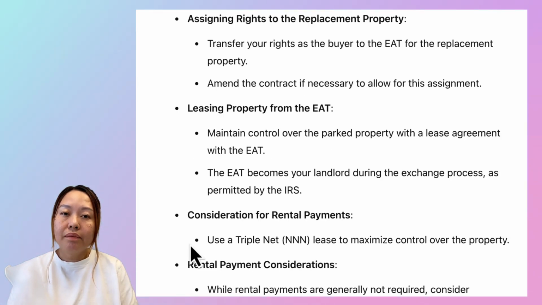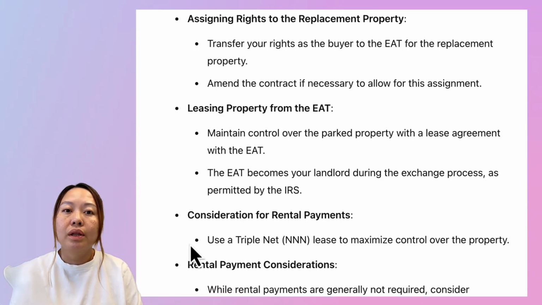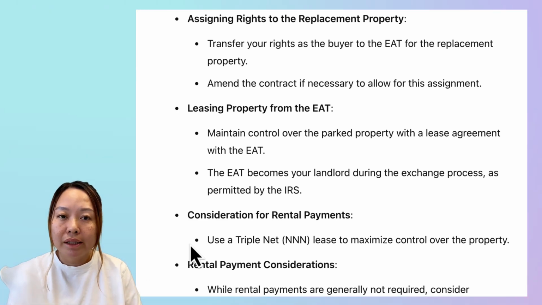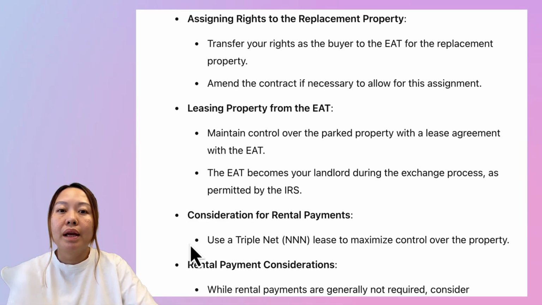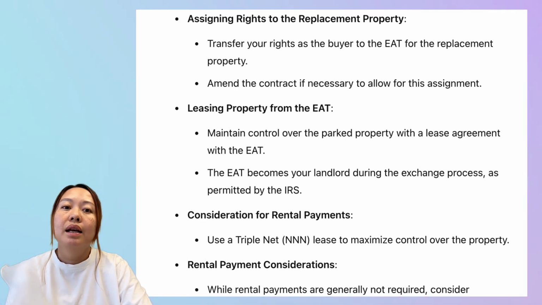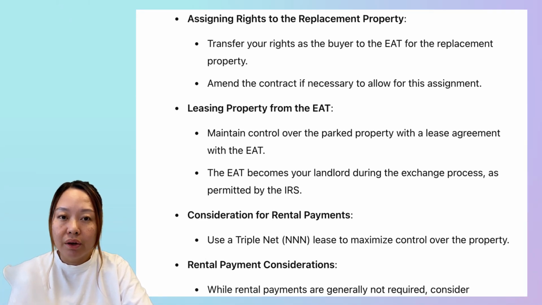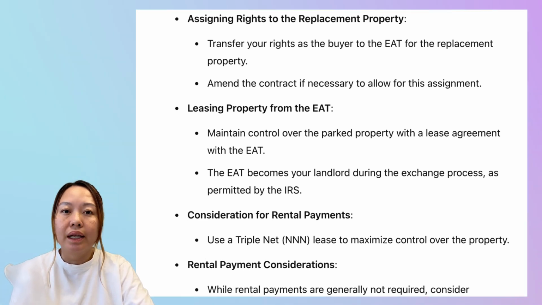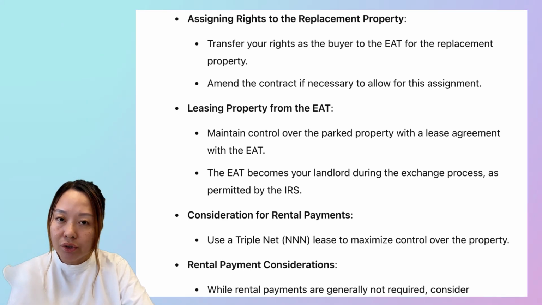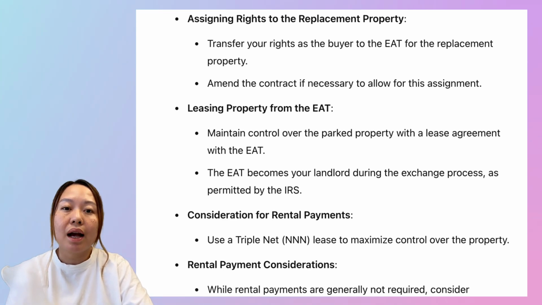The next step: you want to assign rights to the replacement property. As for the replacement property, you should already be in the process of purchasing it. So now you must transfer your right as the buyer to the EAT. This might require amending the sale contract to allow for this assignment, like this, the purchase contract.